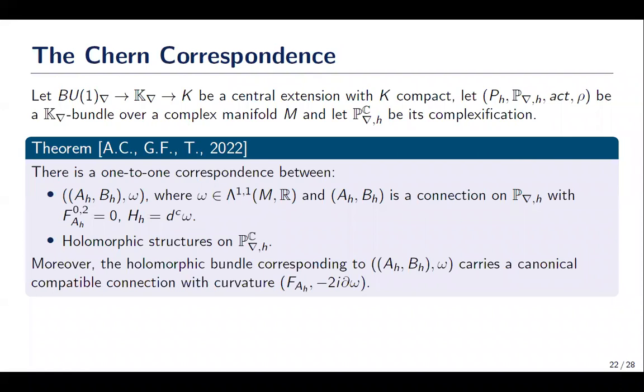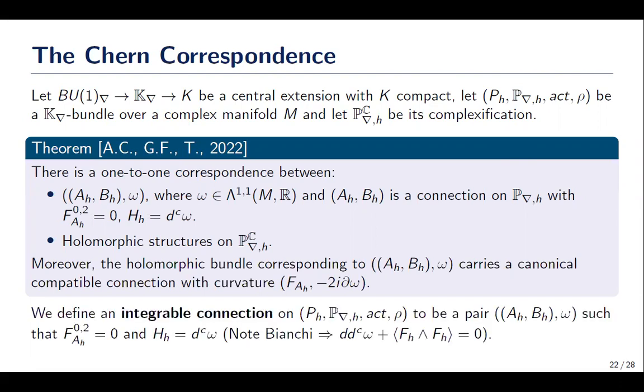And also if I have one of these things, I construct the holomorphic bundle, then there's a canonical connection compatible with the holomorphic structure, and this is its purpose. So this really looks like a Chern correspondence. And so this is going to be my definition of an integrable connection. It's not just a connection with a property, it's a connection with a piece of structure. And then the Bianchi identity says that this omega is going to satisfy this. So what's the conclusion of all this?